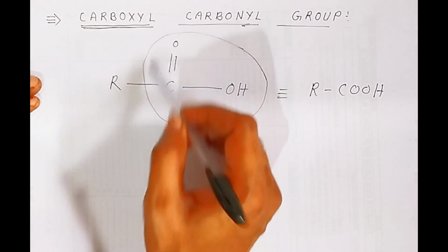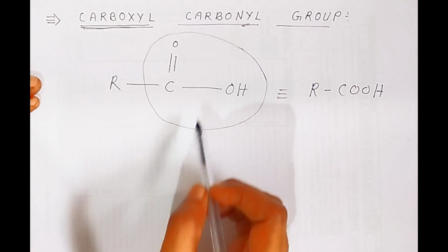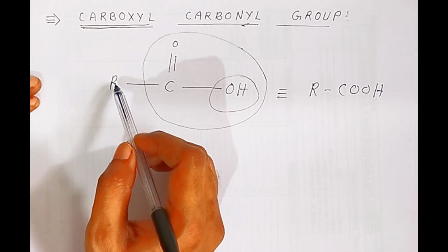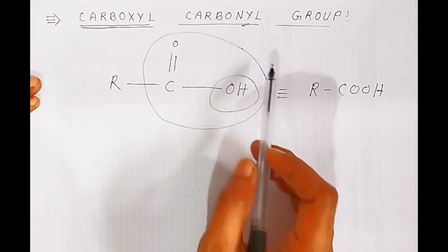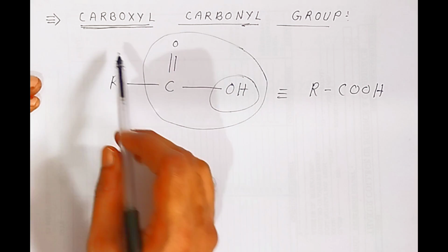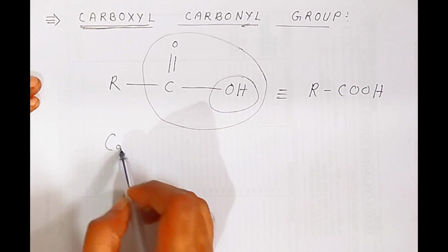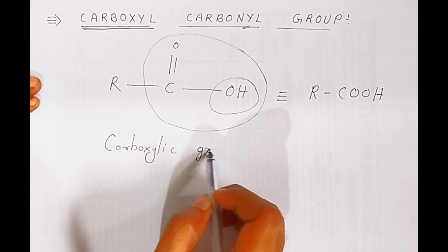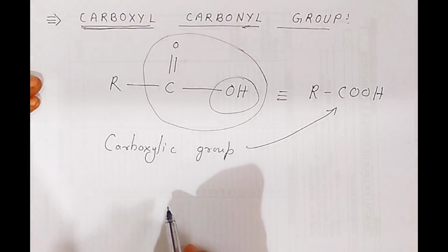So this is your carbonyl group, students. Out of 2 valencies, 1 is occupied by hydroxyl, and the hydroxyl is very important, and the other by an alkyl group. This type of organic carbonyl group we call the carboxylic group. Understanding, students? So this is the carboxylic group.